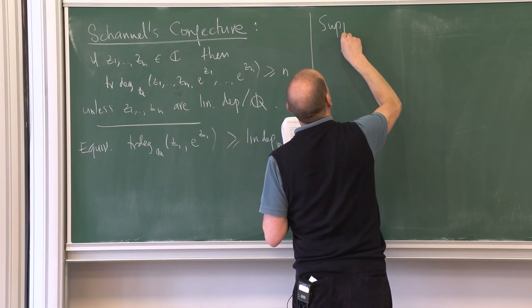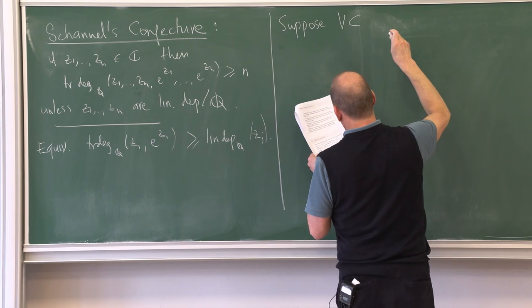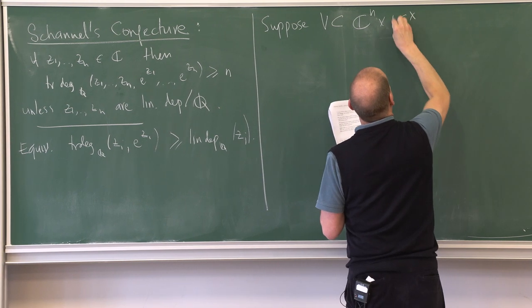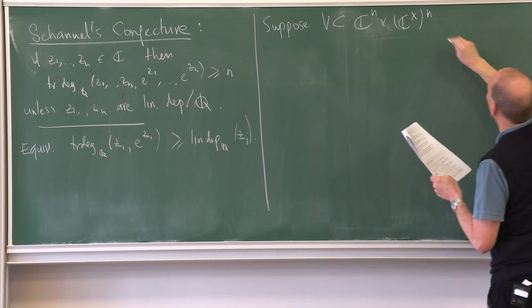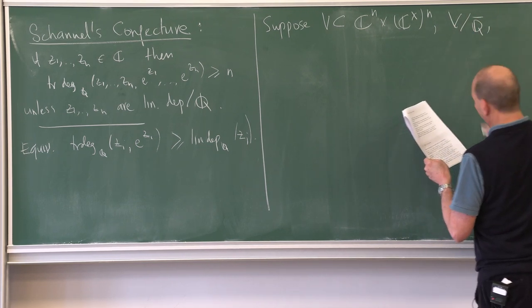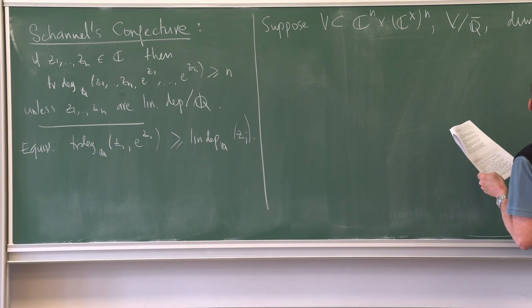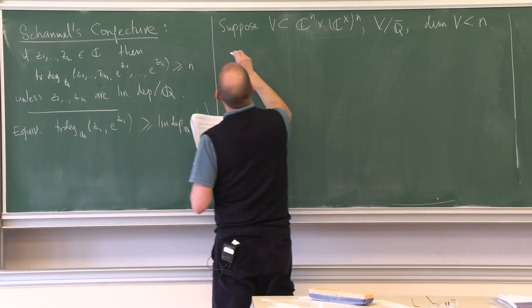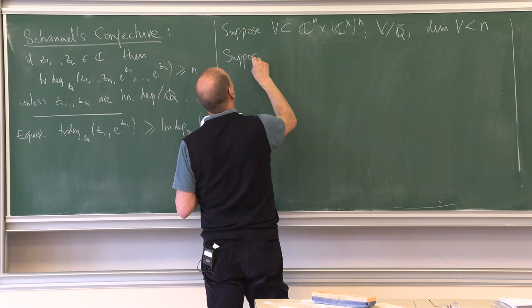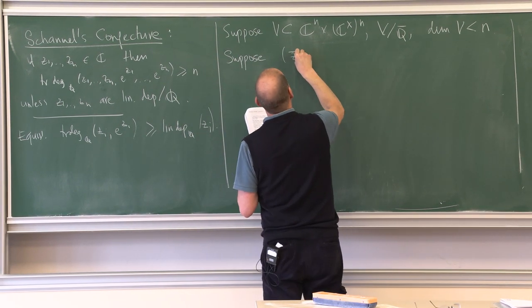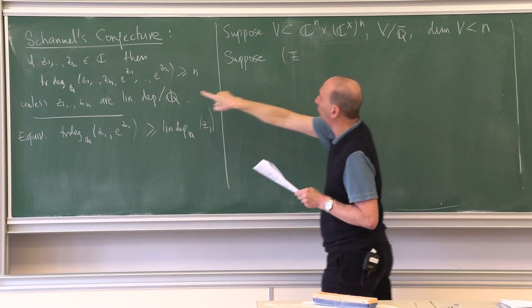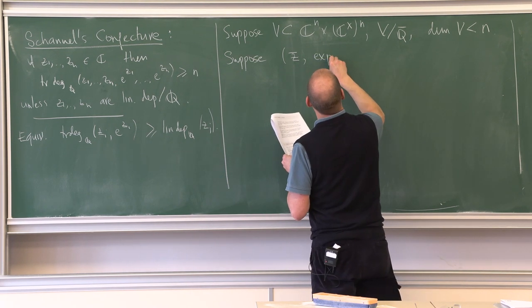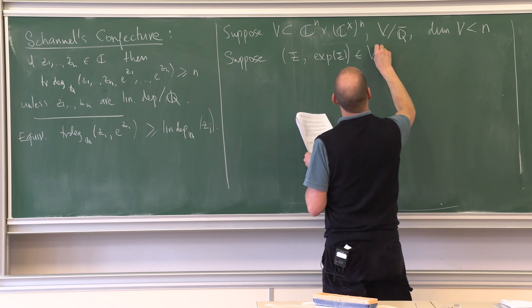Now, suppose that V is an algebraic subvariety of V_n cross C cross to the n, defined over Q bar, and the dimension of V is less than n. And suppose that I have a point z bar, where z bar means z1 up to zn, and (x, z bar) belongs to V.